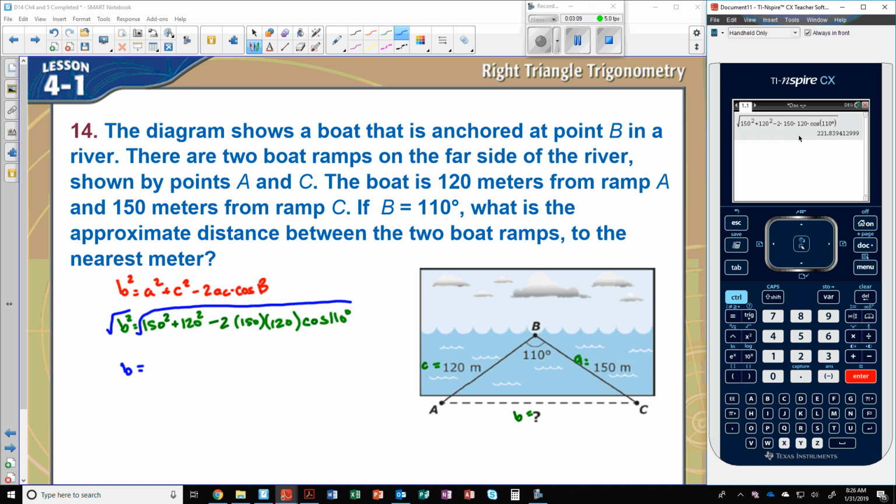I press enter. It says it's 221.8, and it says round to the nearest meter. And so our answer here would be 222 meters when we round. This would be our boat ramp.